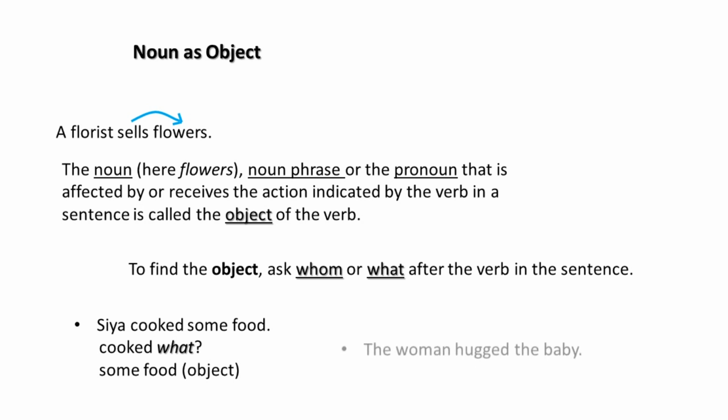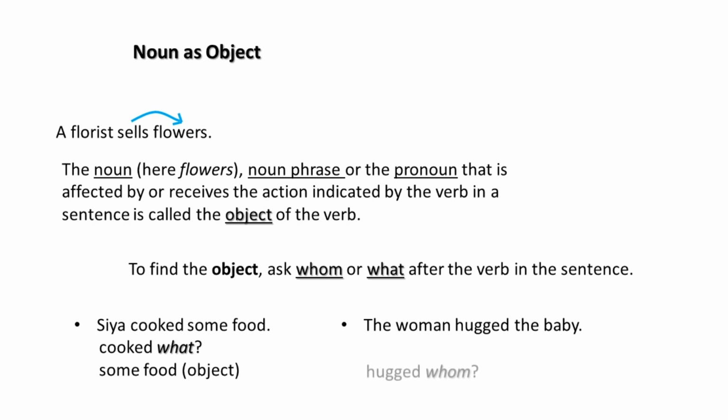Let us look at another example. The woman hugged the baby. Hugged whom? The baby. So when we ask the question whom after the verb hugged, we get the answer the baby, and that is the object of the verb hugged. So students, today we have learned how nouns function as subject and object in a sentence.